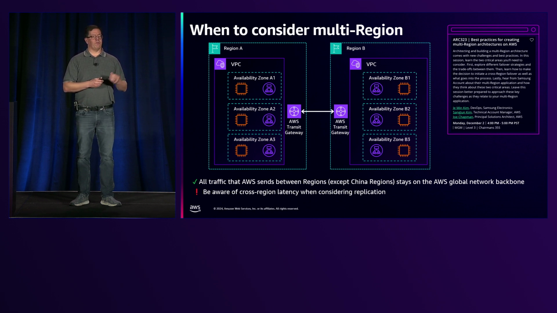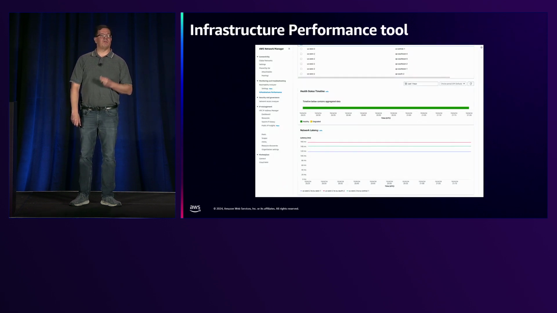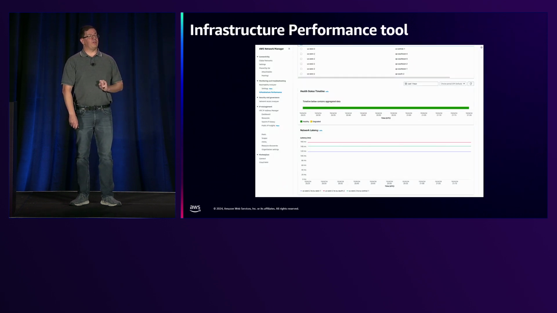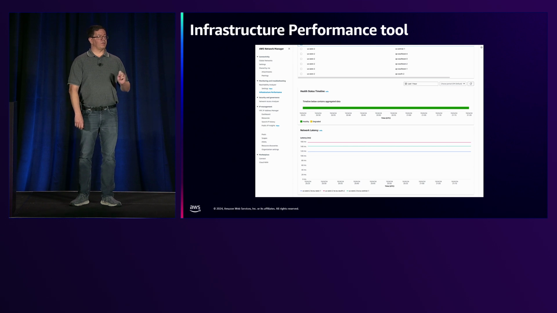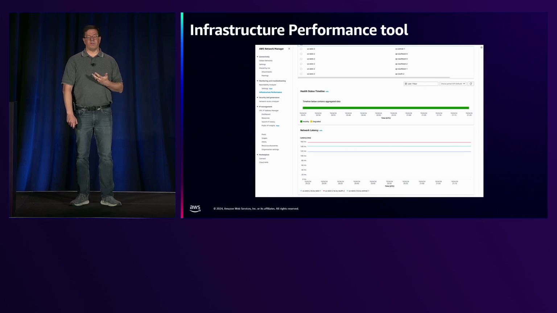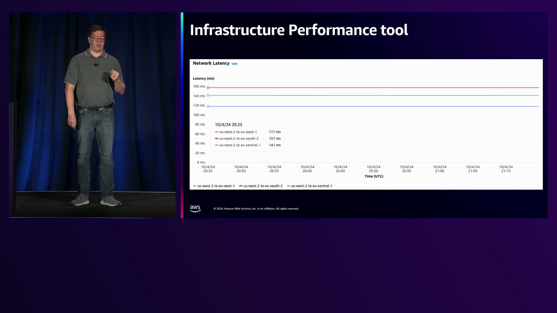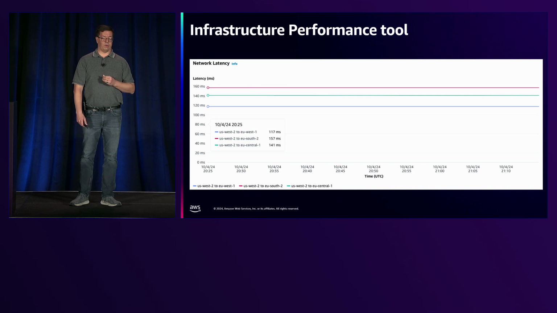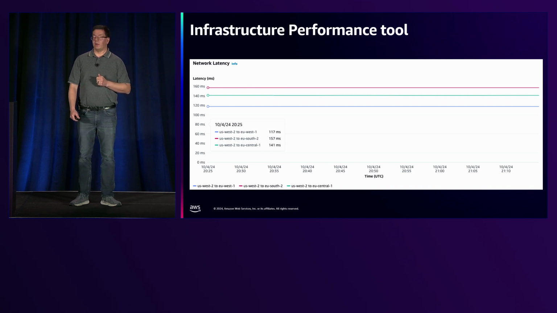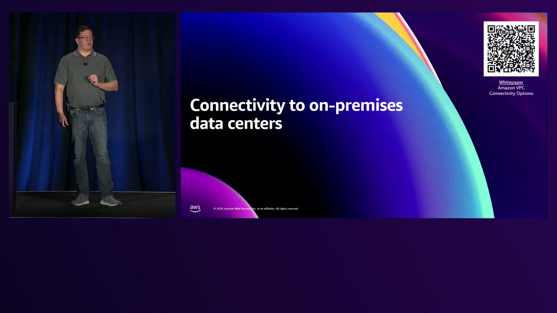Application folks get used to same AZ or same region, different AZ latencies. Multi-region gets much higher. Fortunately, AWS gives you the tools to see just how much higher that is, and that's the infrastructure performance tool. If you haven't seen this yet in the console, it's pretty interesting. It does allow you to see what AWS is measuring as the latencies between our regions and even our AZs. And you can go in here and select whatever combination you want, and you get a very nice chart of those latencies in milliseconds.